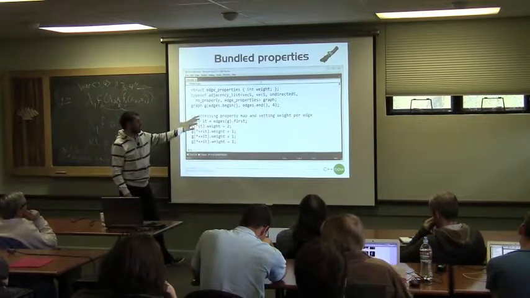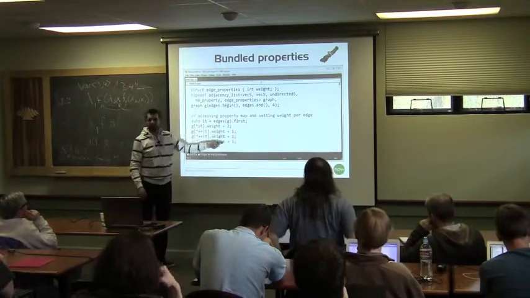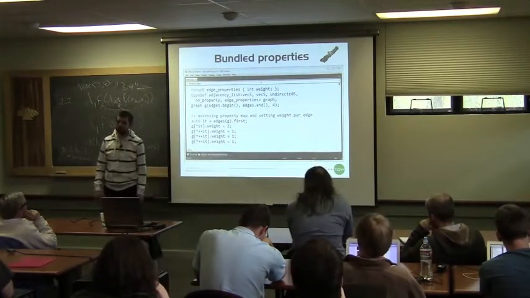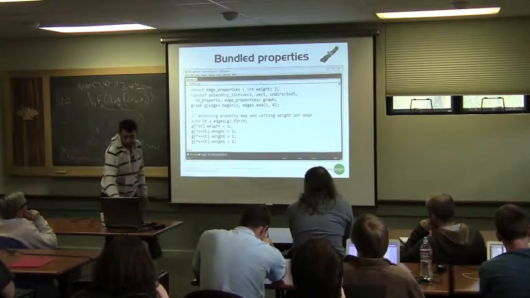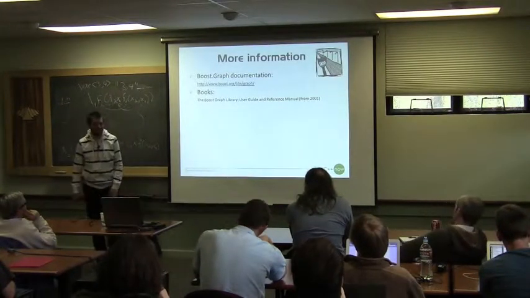So I can access now a weight member variable of these edges, and I can just set the weights like this. Everyone is still awake?